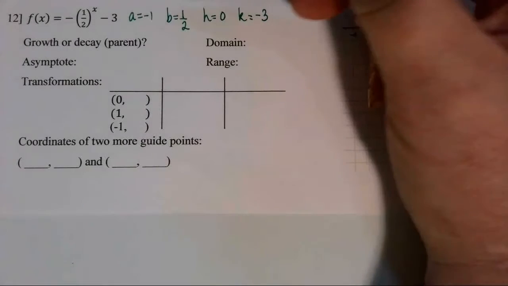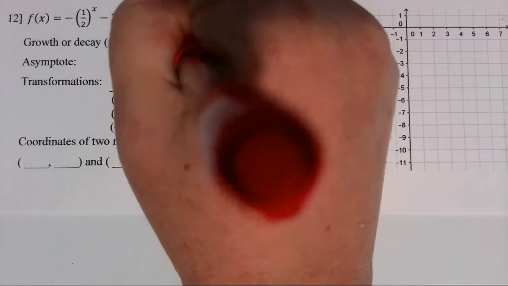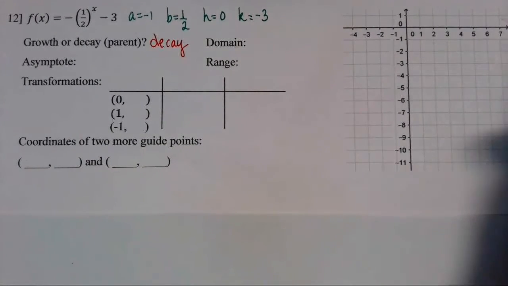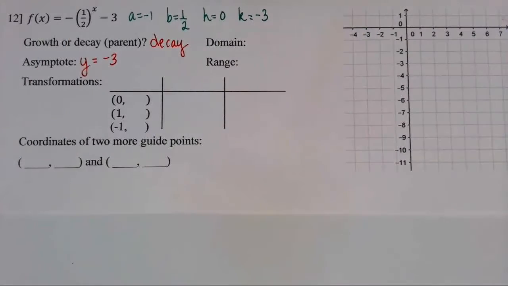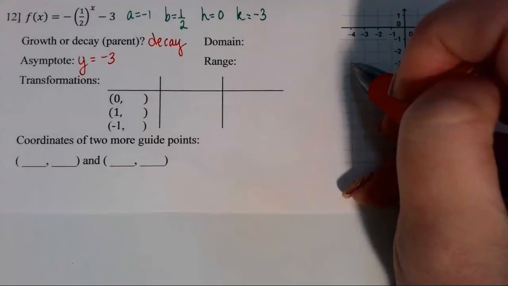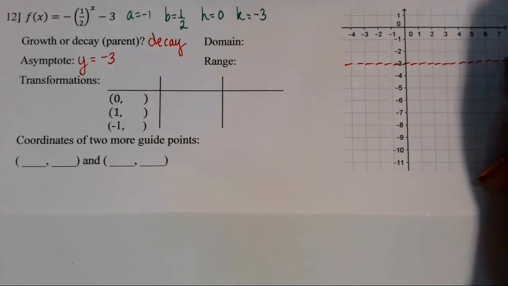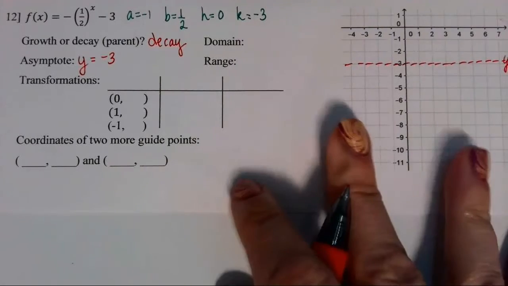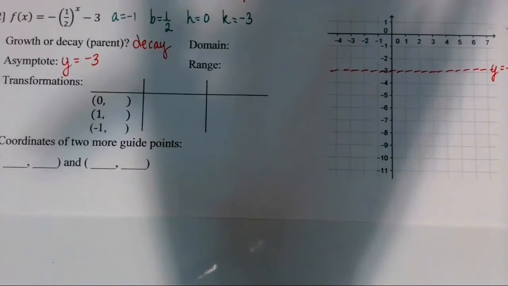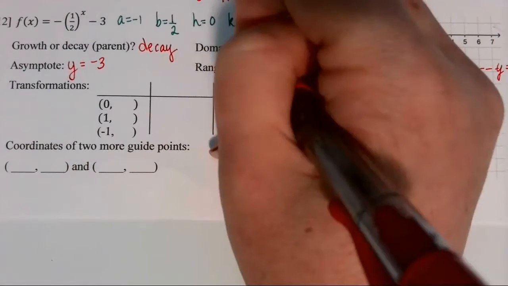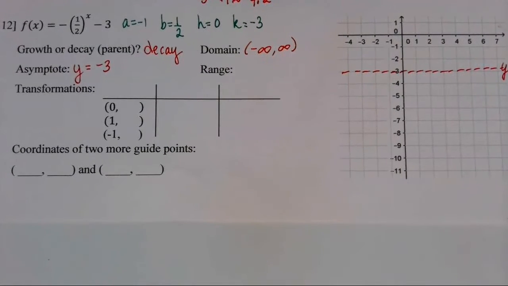So the base being between 0 and 1 makes this an exponential decay function with a horizontal asymptote at y equals k, which is -3. So we come over to our graph, and at -3 on the y-axis, we'll go ahead and sketch that horizontal asymptote, y equals -3. Okay, then the domain is all real numbers, -infinity to +infinity for all exponential functions.